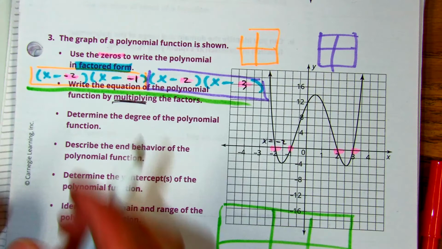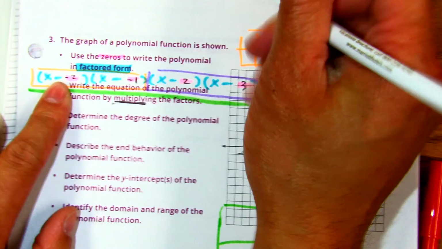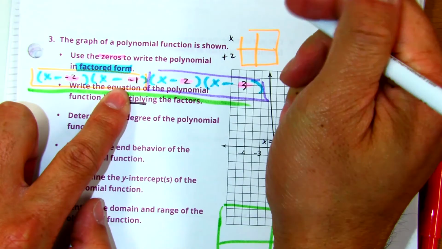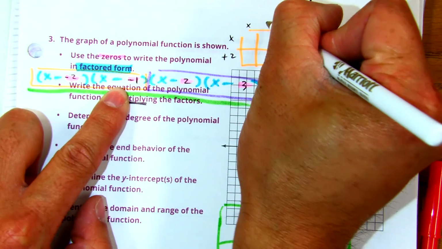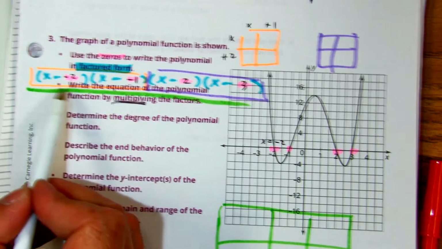Now, we have to clean this one up. Class, what's the opposite of -2? What does that one become? X plus 1. So, I'm going to multiply the first two binomials.